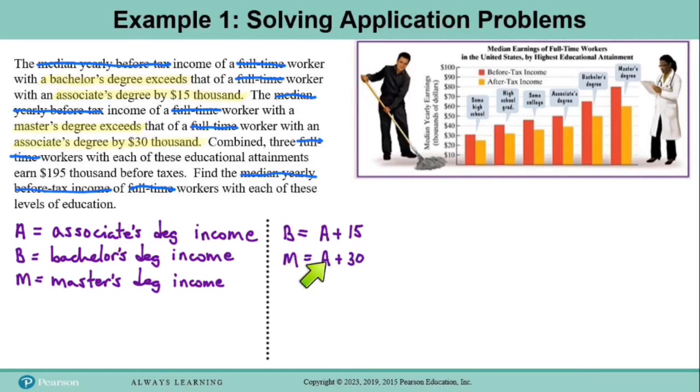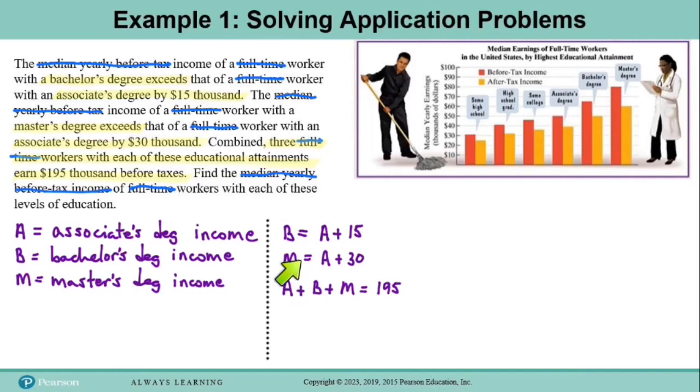Okay, so far we have two equations. And then they gave us one more piece of information. They said combined, 3 workers with each of these educational attainments earn $195,000 before taxes. So what that tells us is the associate's degree worker plus the bachelor's degree worker plus the master's degree worker, together their incomes all add up to $195,000. Okay, now we have a good equation here, but we have too many variables. This equation has 3 different variables in it, and I only need to work with one variable at a time.